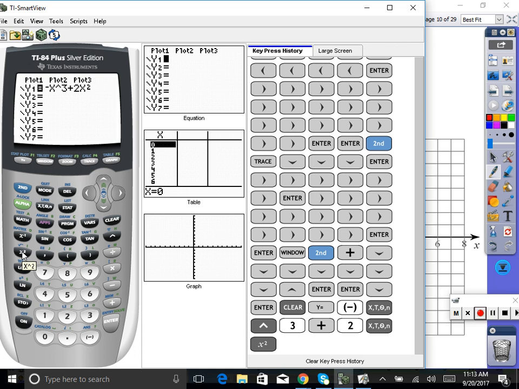Is everybody at least at this point with me? So this next part's where people get lost. Okay, here we go. Hit graph. Plus 2x squared. It's your window, I'm sure. So we'll talk about window in a second. Okay, everybody ready? Listening. Now hit graph.